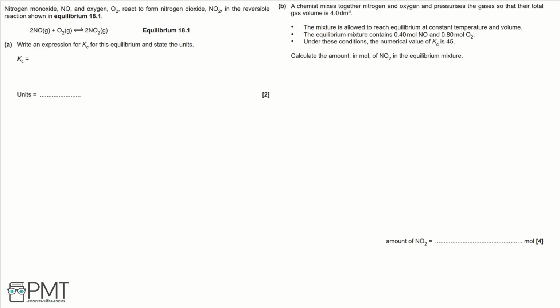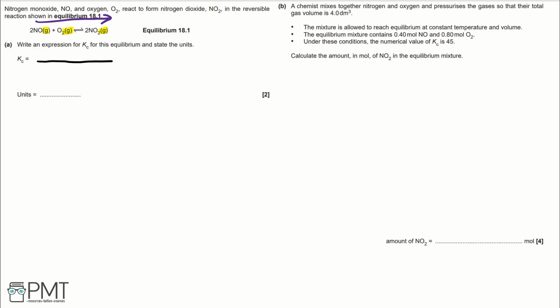Kc is in terms of concentration, and in an expression for Kc you include all parts of the equilibrium in the same state. In equilibrium 18.1, all parts of the equilibrium are gaseous, so all parts are included. In an expression for Kc, you work backwards across your equilibrium. So the forwards reaction, which is here, you would do backwards.